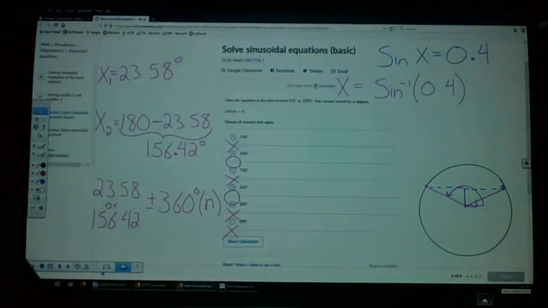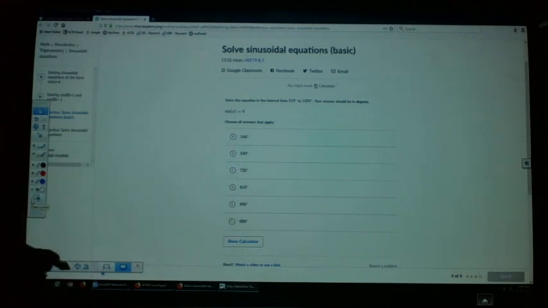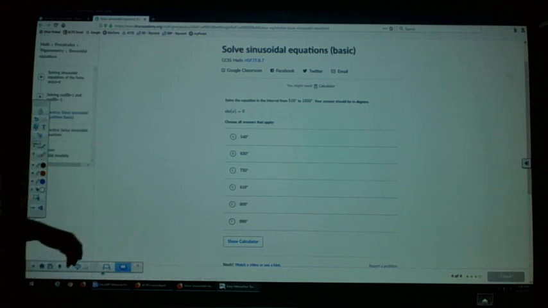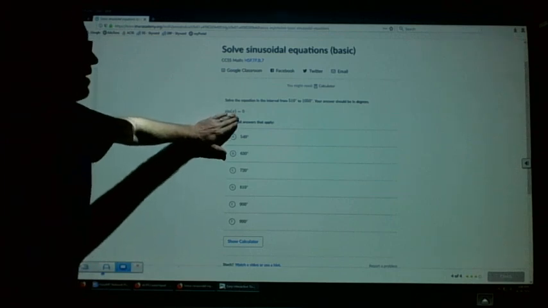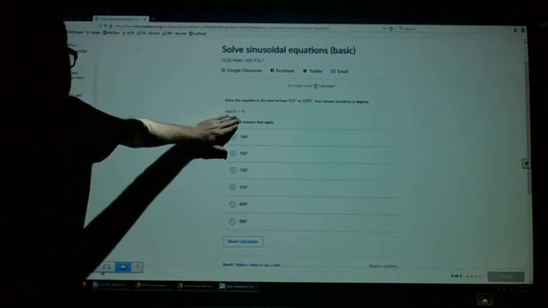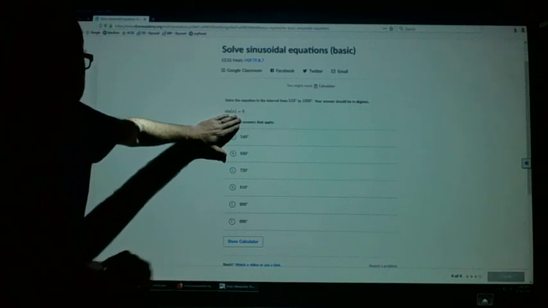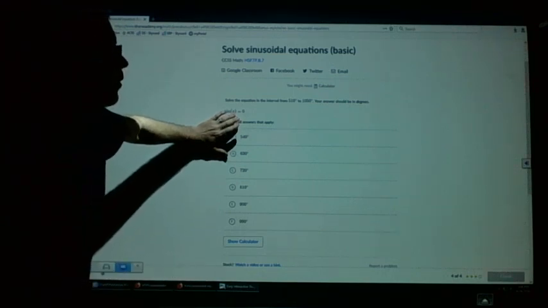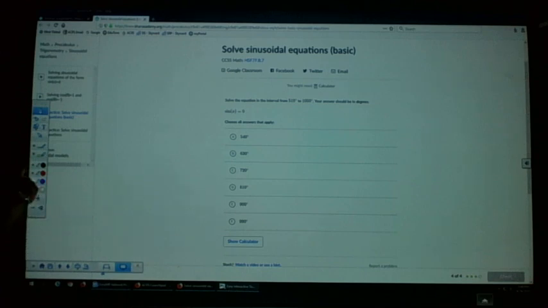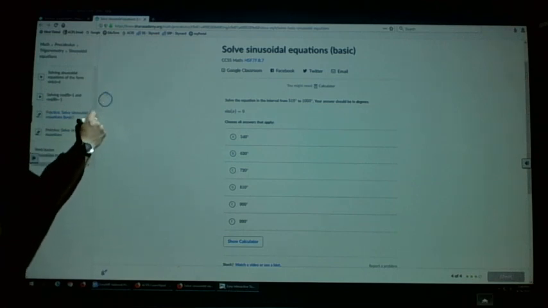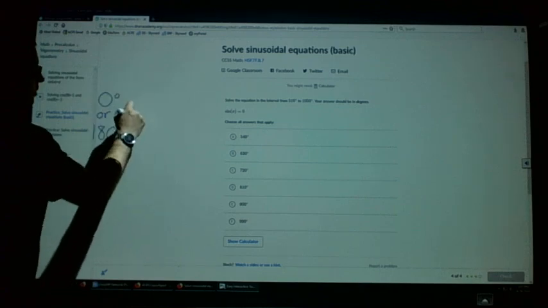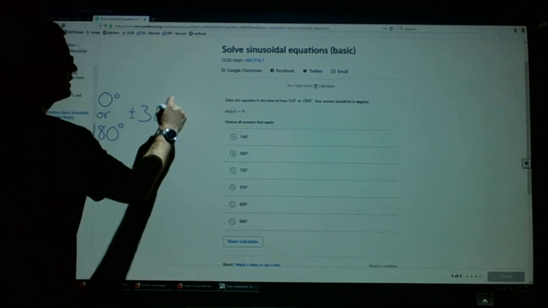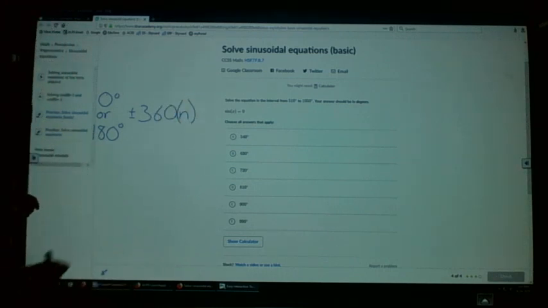Okay. Let's look at the last one. Sine x equals 0. This is on the unit circle. If the vertical part of an angle is equal to 0, then the angle is flat. It's horizontal. This is 0 or 180 degrees. So it's 0 or 180 degrees, plus or minus 360 times n.